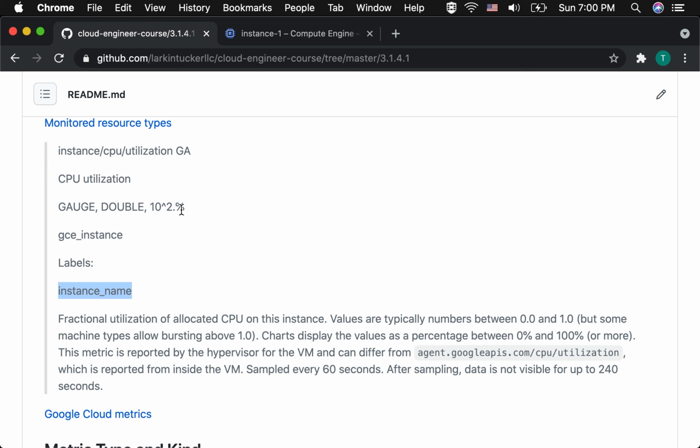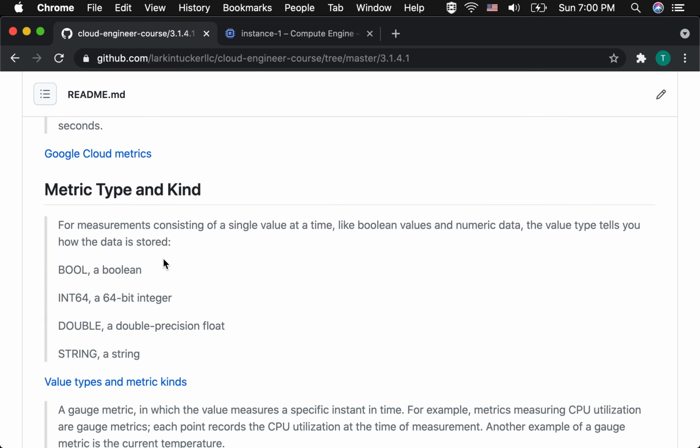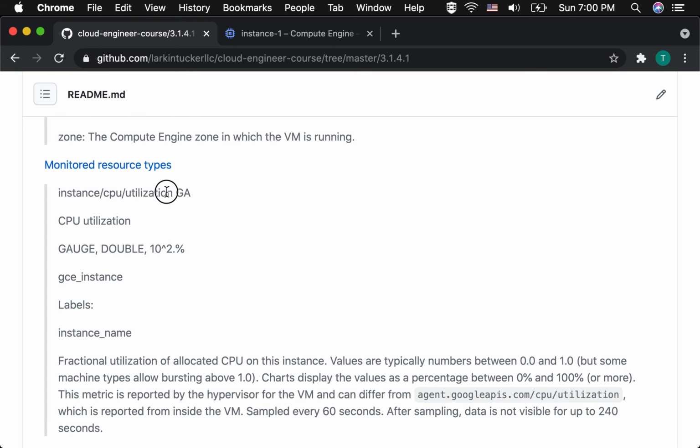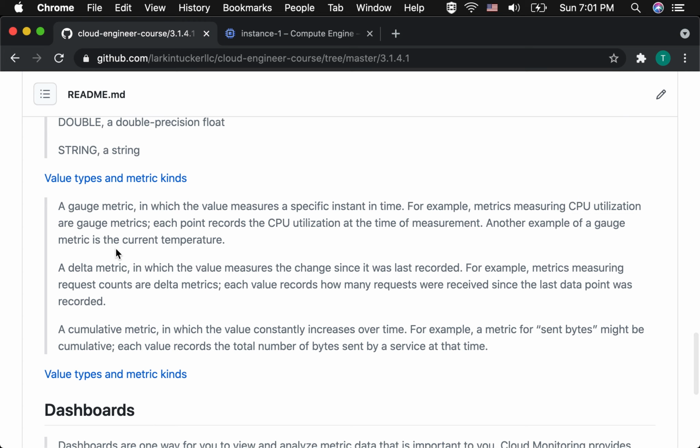Now, to understand this business about gauge and double, this is basically the type and kind. The type is essentially the type of data that's in that time series, right? In the data, you could have Boolean, integer, double, or string. In this case, this metric definition is a double. Okay. Then the other way of describing a metric is the kind of metric, right?